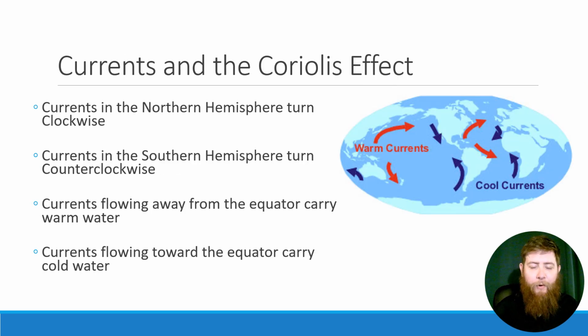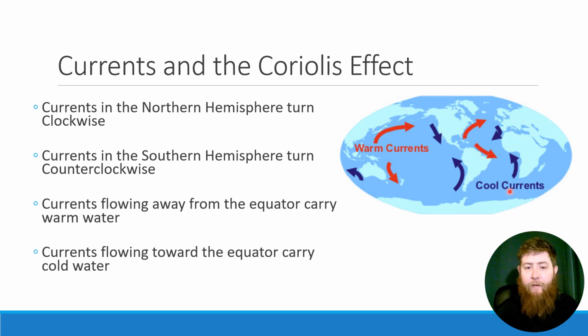We also talk about the Coriolis effect because we have a large body moving a long way, and anytime we have a large thing moving a long way, we have the Coriolis effect. So currents in the northern hemisphere are going to turn clockwise, whether that's going up or moving across, then coming back down, and vice versa. Currents in the southern hemisphere turn counterclockwise. They go the opposite direction, so they're going against the clock there.